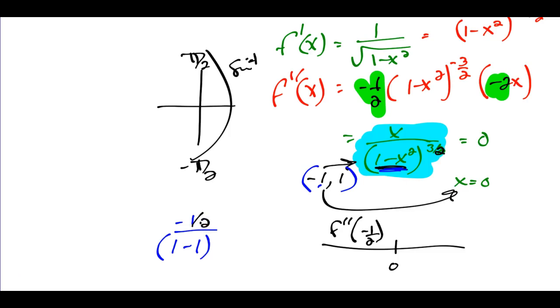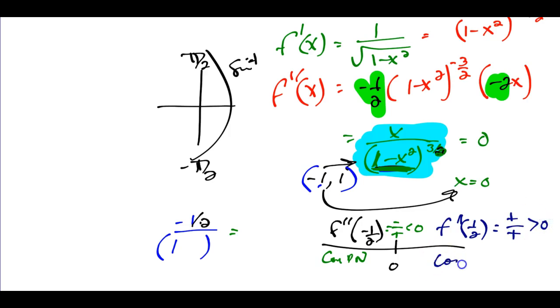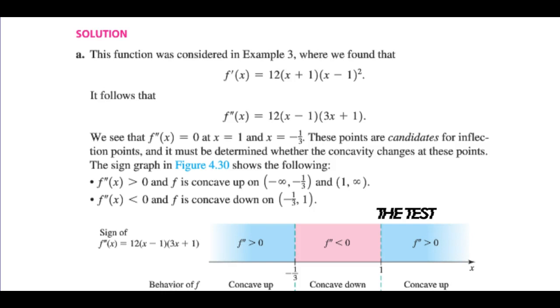So now I'm just interested in, is this number going to be positive or negative? Well, it's going to be positive because it has to be positive because I can't take the square root of a negative. So the denominator will always be positive. So this is going to be negative divided by positive, which is less than 0, and that means that it's concave down. Ooh, that was rough. And then over here, I would maybe test a positive 1/2, and so it's going to be positive divided by positive, which is greater than 0, and then that means that it's concave up.